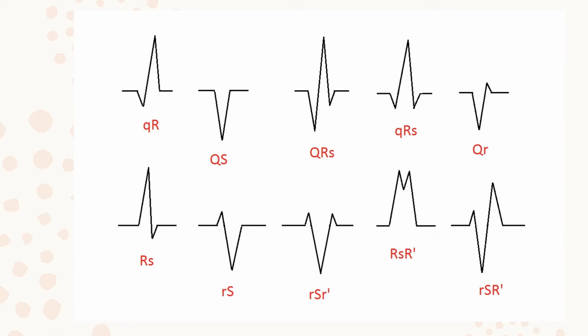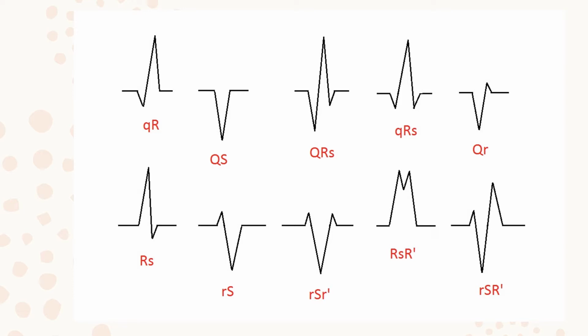appropriately with the nomenclature. So remember that a large deflection is represented by a capital letter, and a small deflection of less than 3 millimeters is represented by a small letter. And so you can see here, if we call these out correctly, this would be a QR. The very first one is a Q because there's a first initial dip, goes below baseline, and then a secondary deflection above baseline, which is the R.